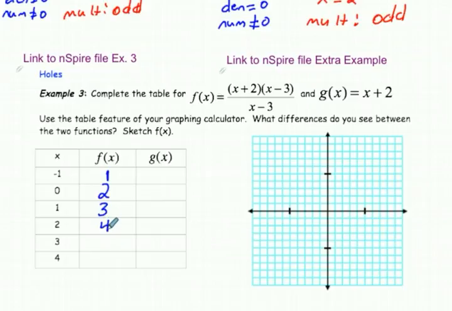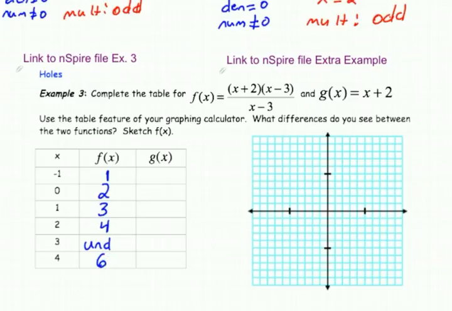When I put 3 into the function, I get 5 times 0 over 0, which is undefined. And if I put 4 into the function, I get 6. And I'm going to do the same thing with g of x.